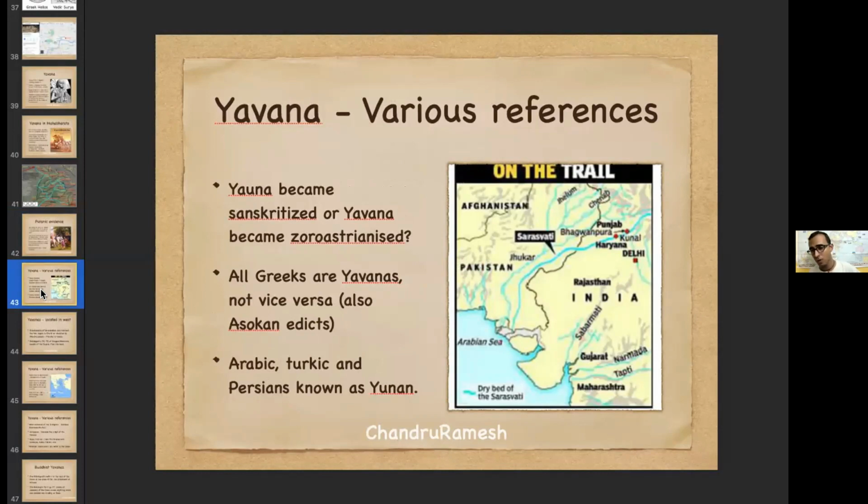Yauna became Iona, and even today we have a place called Iona in Greece. If I remember, it is in Turkey. So the word Yavana has become Yauna; it's not that it was Yauna and became Yavana. As I told you before, all Greeks are Yavanas, but all Yavanas are not Greeks, because of superset and subset. And the Arabs, Turks, and Persians were also known as Yunan. Yunan is again very connected with the word Yavana.